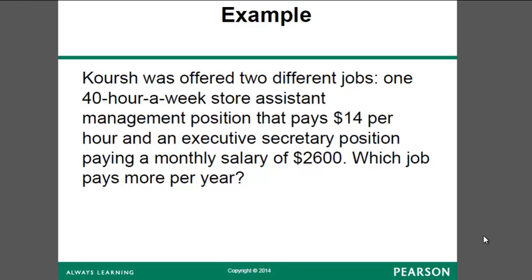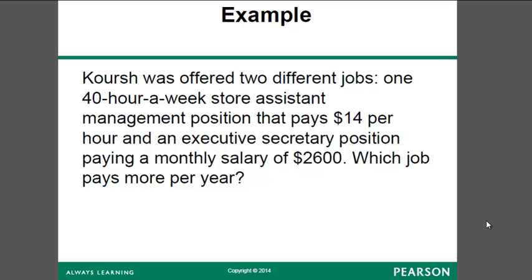Korsh was offered 2 different jobs. One 40-hour-a-week store assistant management position that pays $14 per hour, and an executive secretary position paying a monthly salary of $2,600. Which job pays more per year? That's an interesting thing to try to figure out. We always want to know which one pays better. So let's think about it.